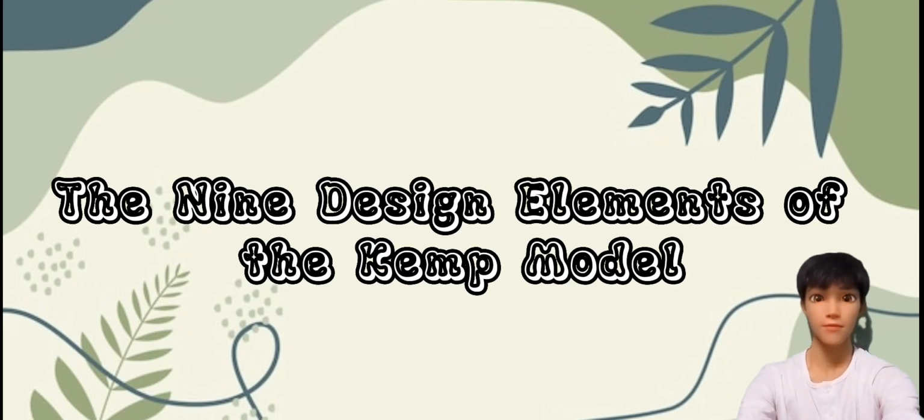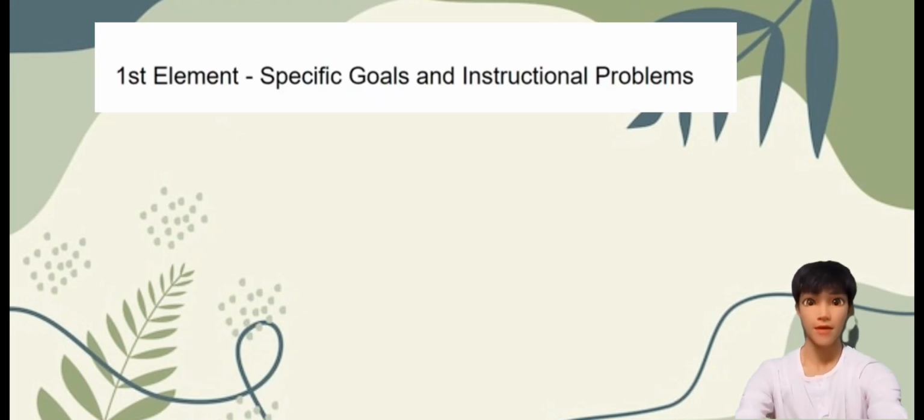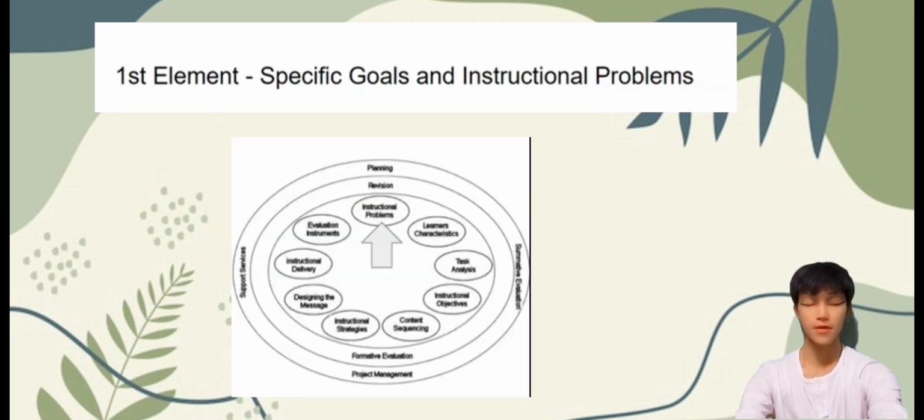So we will proceed to the 9 design elements for the Kemp model. The first element is specific goals and instructional problems. What problems are you trying to solve? What are the goals for the program? Examples: gap between learners in racial student groups, students not learning a skill, reduce errors in corporate setting.